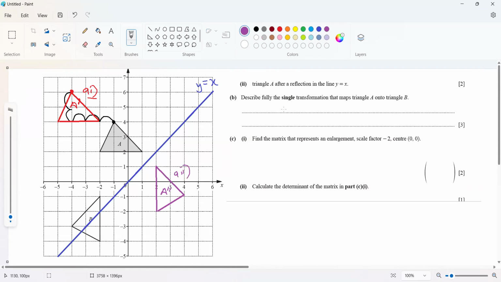That will be easier. So: describe fully the single transformation that maps triangle A onto B. Now we are transforming A to B itself. You can see that the orientation has changed. How we know the orientation has changed is because this side here is 3 boxes long, and the 3 boxes long is now facing upwards. This corner tip up here, opposite the 3 boxes, is now facing towards the left. So we can conclude that the shape has rotated like this.